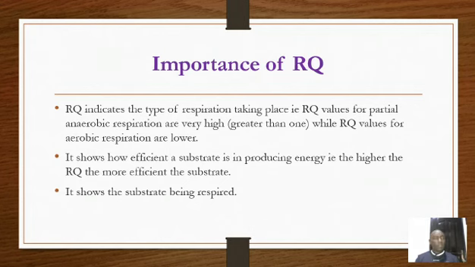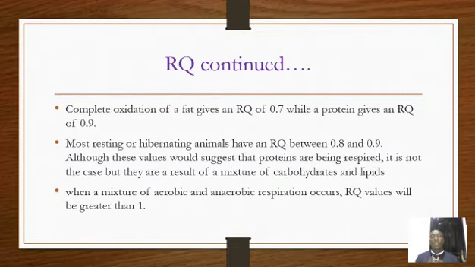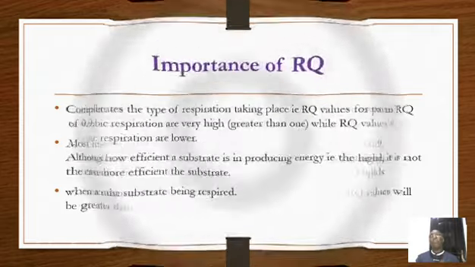Remember, RQ is a ratio of carbon dioxide liberated to oxygen used. Therefore, when we have a higher value up, the numerator, and a lower value down, the denominator, the value that we get, the RQ, will be greater than 1. But if we have completely aerobic, much oxygen being used, therefore its RQ values will be lower than 1. However, we may have a mixture of aerobic and anaerobic, like I've explained, that is the partial anaerobic respiration. The values will be greater than 1.